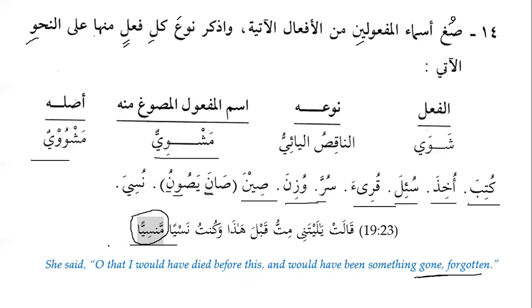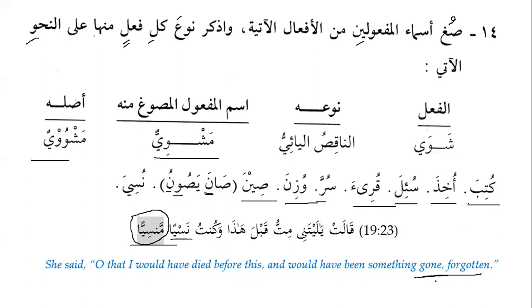This is maful mutlaq, yes? That's right, maful mutlaq. Here, wakuntu, fail plus fail. And we know that ismu kana is marfu and khabaru kana is mansub. Nasiyan is mansub because it is khabaru kana. And mansiya can be used as hal. It can be also used as maful mutlaq. Both of them are possible. Wakuntu nasiyam mansiya, and would have been something gone, forgotten.